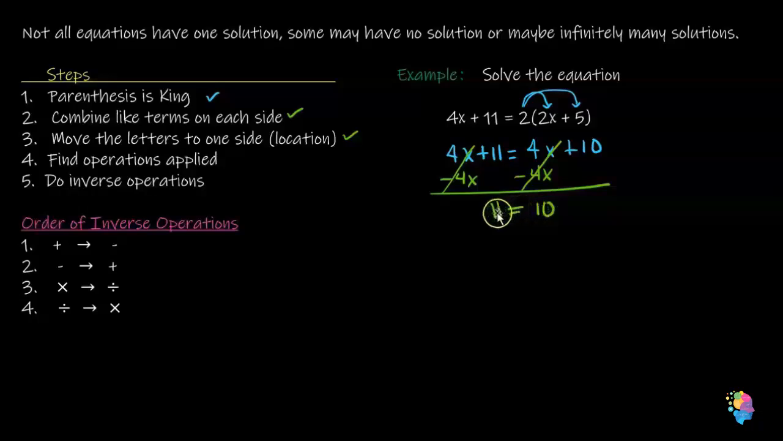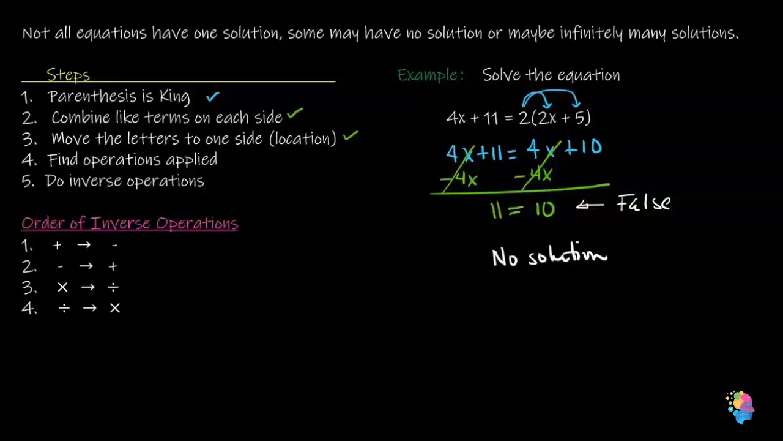This time, you notice how the variables have disappeared? There's no more x's here, but I notice that I end up with a false statement because 11 does not equal 10. They are not the same number. So it doesn't matter which x you attempt to plug in into the equation, the left side will never equal the right side because that will happen. This is a no solution.